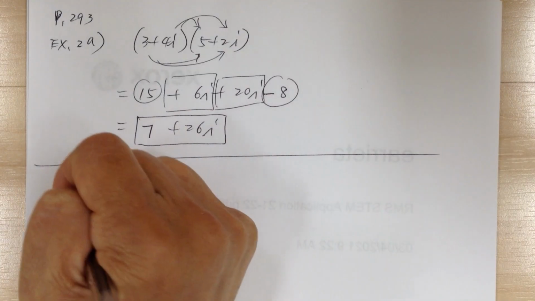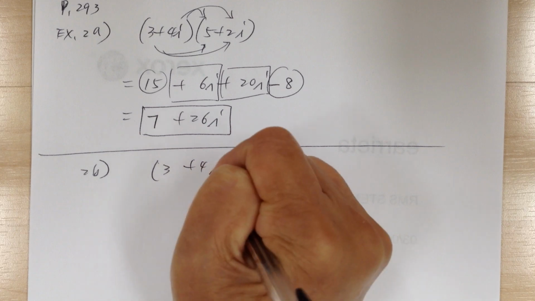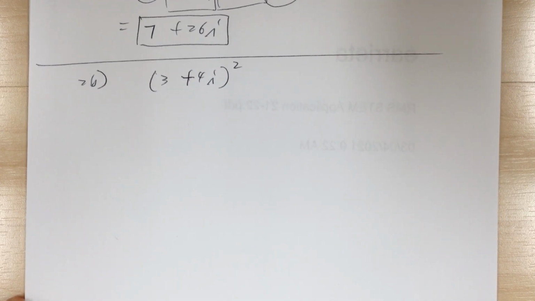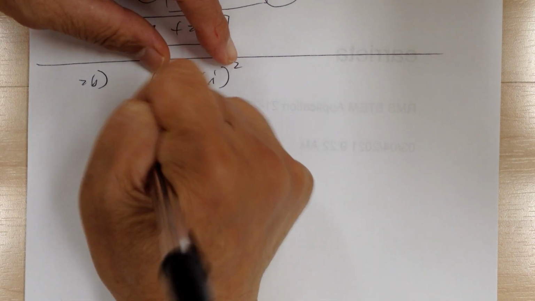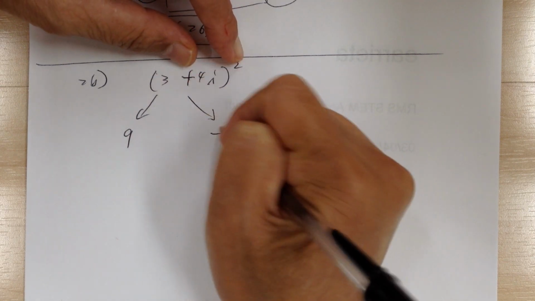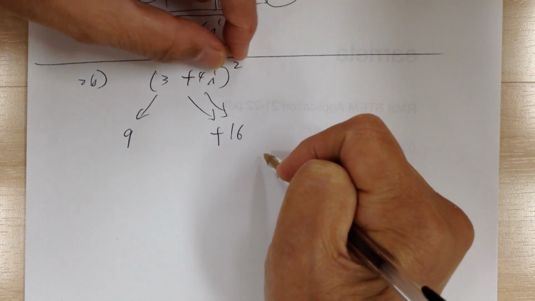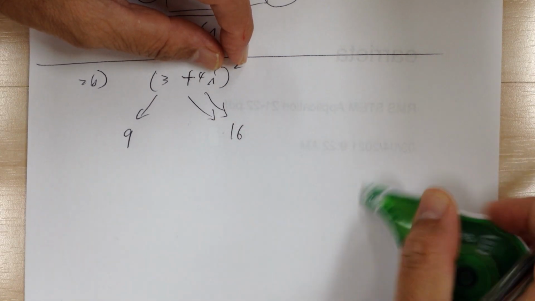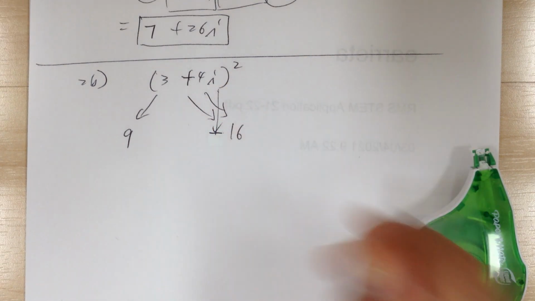Okay, let's go to 2b. You got (3 + 4i) squared. So you need to know how to multiply the perfect squares. So this one, 3 squared will give me 9. And plus, 4i squared will give me 16 i squared. i times i gives me negative 1, so you have to change this into negative. So i squared is negative 1.